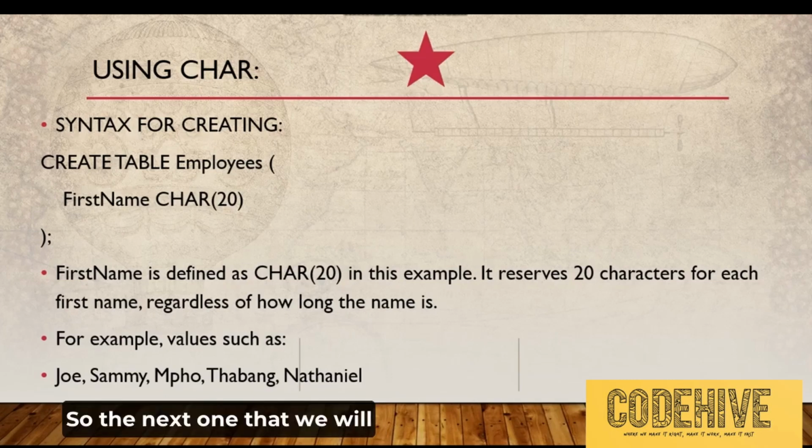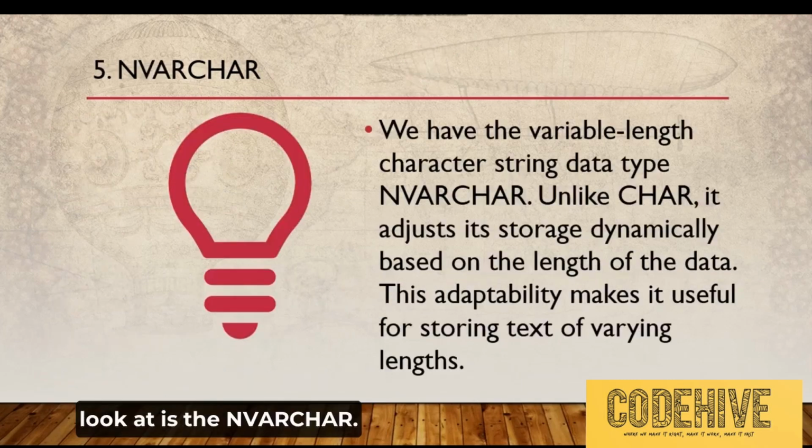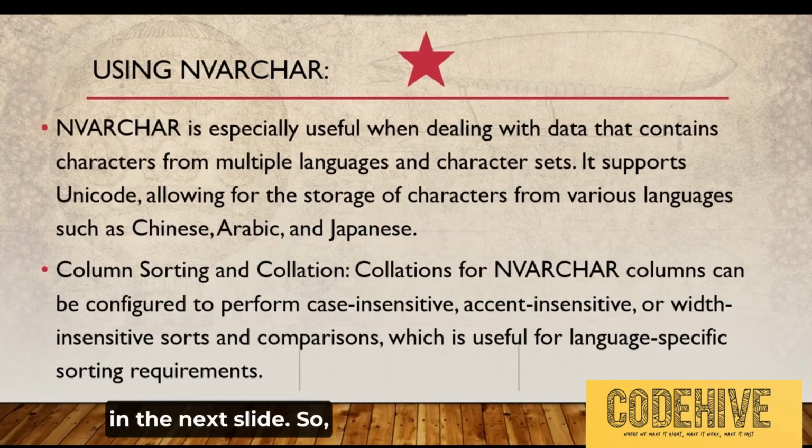The next one that we will look at is NVARCHAR. The NVARCHAR is a variable length character string data type. Unlike the char, it adjusts its storage dynamically based on the length of the data. This adaptability makes it useful for storing text of varying lengths. Let us look at what it says in the next slide.